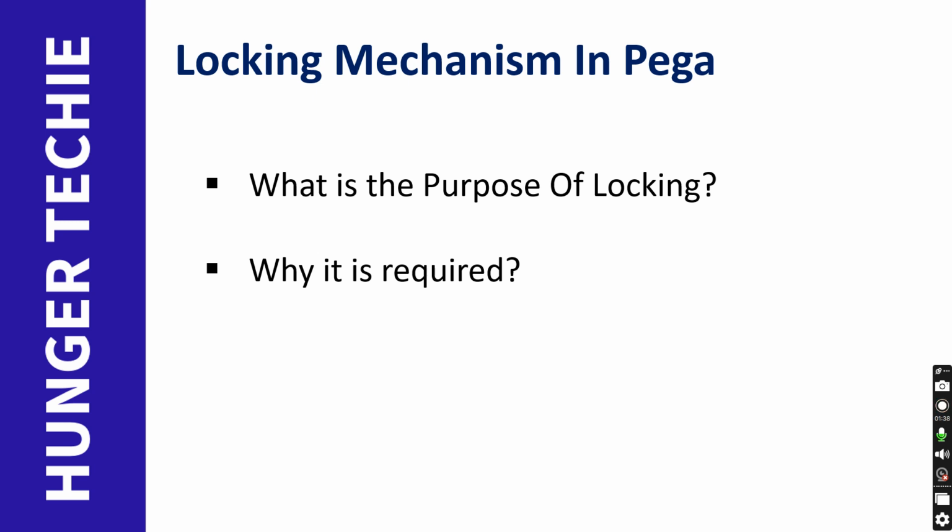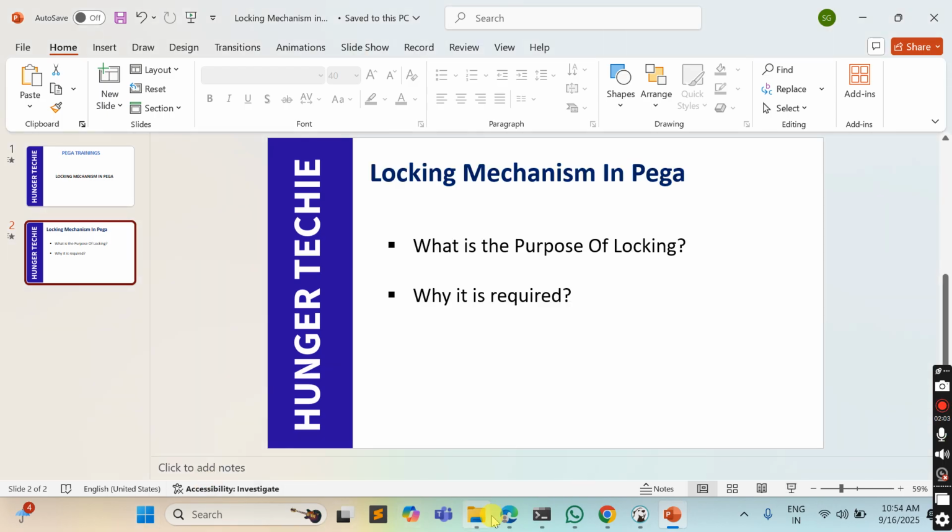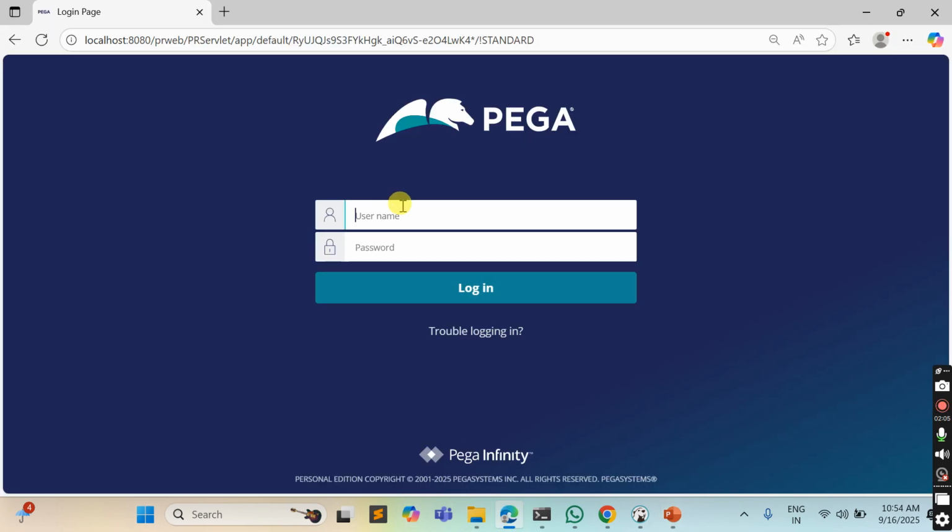Not only in a Pega application, in any application built in any programming language, a locking mechanism is required. In any other programming language, we have to take care of the locking mechanism explicitly, whereas Pega provides us the locking mechanism by default. We have to utilize it properly. So let's discuss this practically by logging into our Dev Studio.